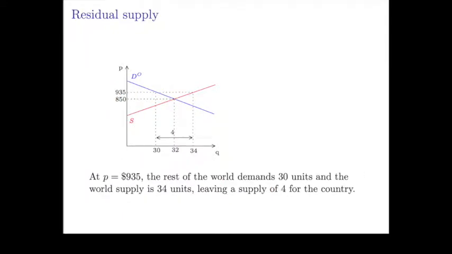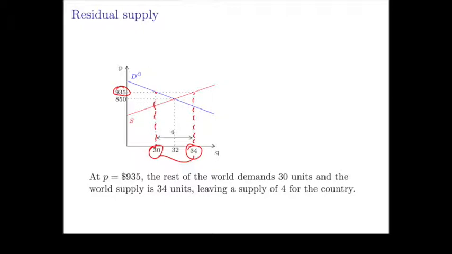What's the residual supply at the price, let's take 935, for example? Well, we look at the demand, which is 30. We look at supply from all the suppliers, which is 34. So what's left over is 4. So the residual supply at 935 is 4.